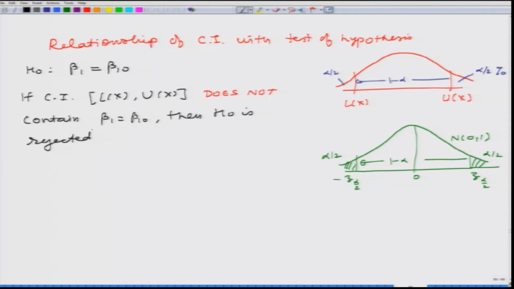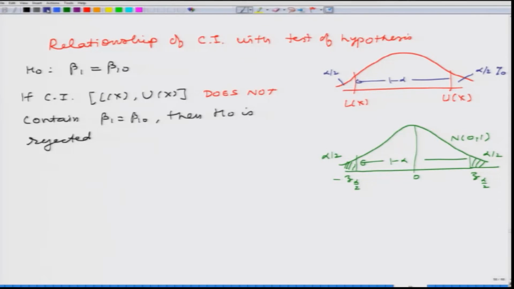So, that is the relationship between test of hypothesis and confidence interval estimation. Now, what is the use of this? This is actually more useful when we are using software. Sometimes the software does not give us the outcome of the test of hypothesis, rather it provides the confidence interval in the form of lower limit and upper limit, Lx and Ux. So, by looking at the confidence interval, we can again infer about the test of hypothesis, right.